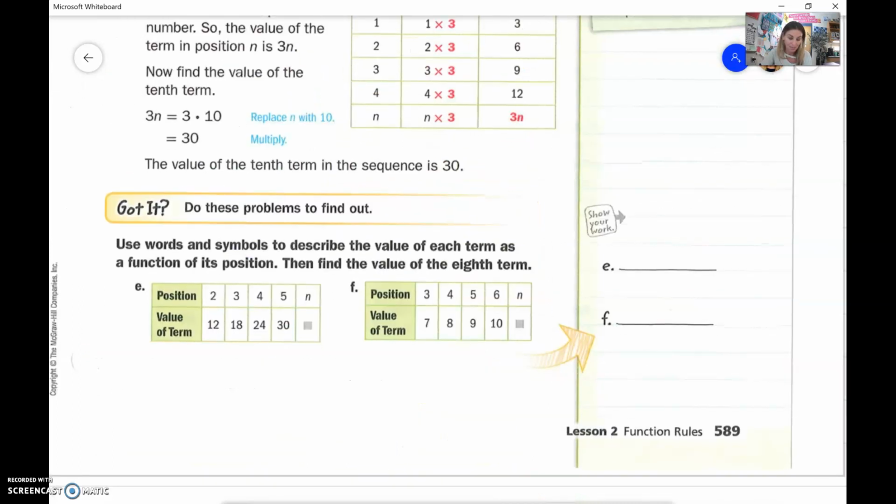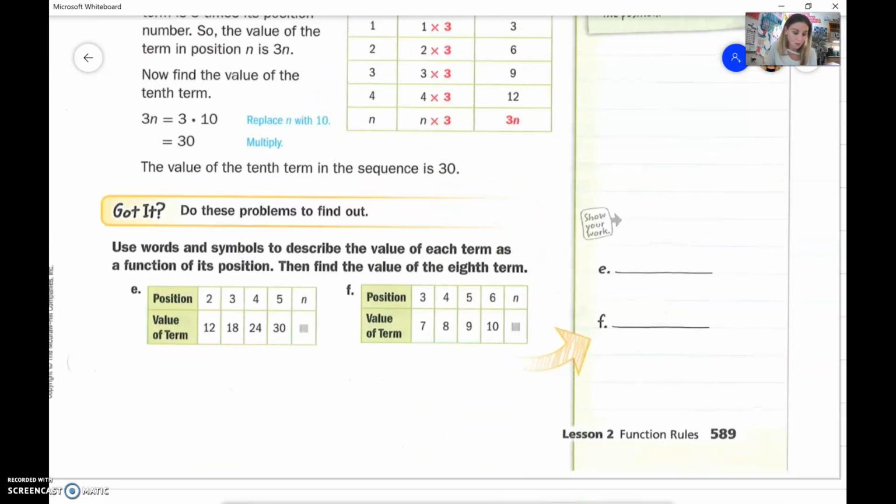Okay, let's take a look down here. It says use the words and symbols to describe the value of each term in the function of its position. Then find the value of the 8th term. So they want these to be 8. Okay, the 8th term, which is fine. Notice you have 2, 3, 4, 5, and then it goes to 8. So we have to find the relationship between the position and the value.